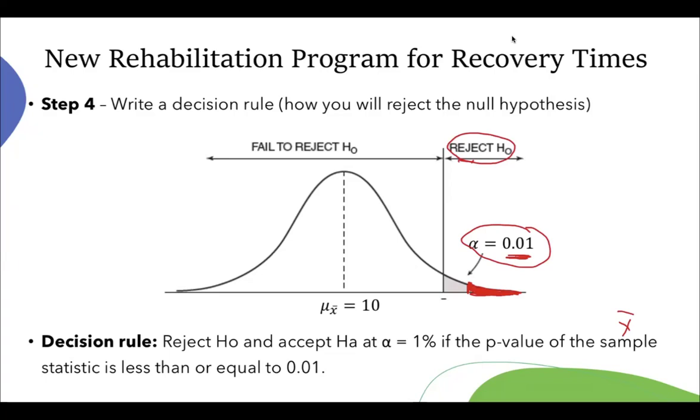This decision rule is a guiding principle that we're going to come back to when we need to make our conclusion, but it's only a rule. This is not the conclusion itself. This is just the rule.